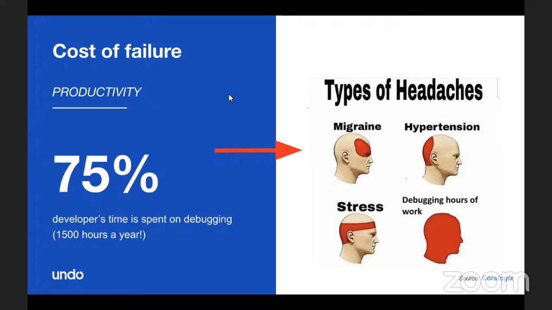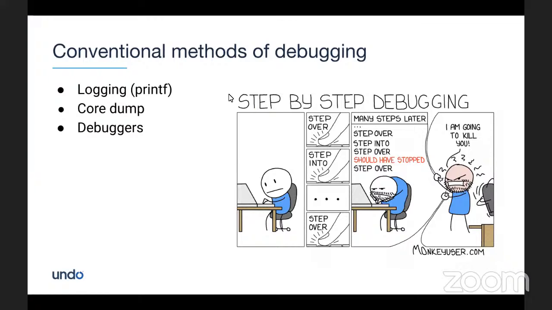So how have we been doing this in the past? We have some conventional ways of collecting the information that we need to solve bugs. And the main three are logging, core dumps, or debuggers. These are all pretty effective ways of collecting that information, but they all have their downsides.